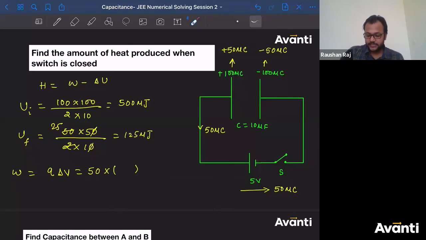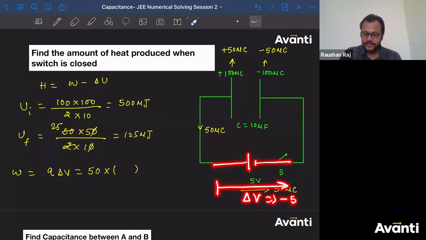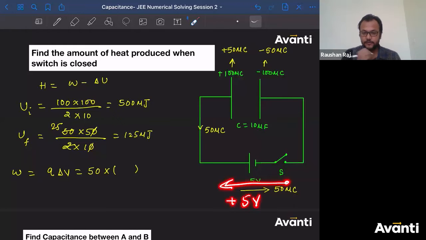Look, what is delta V? Which way is the charge going? The charge is going from left to right. So delta V will be the potential at this point minus the potential at this point, the change in potential. So can I say this has lower potential and this has higher potential? If you go from this point to this point, what will be delta V? This will be minus 5 volt. If you go from right to left, what is delta V? It will be plus 5 volt.